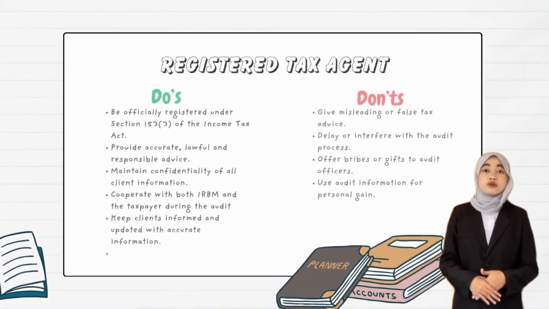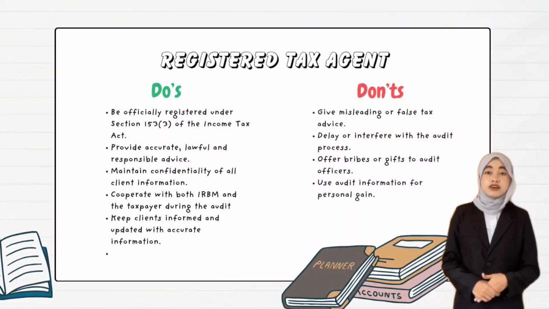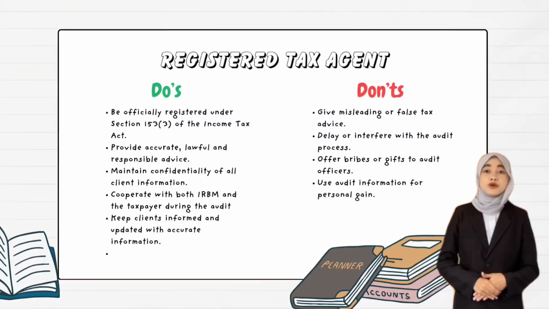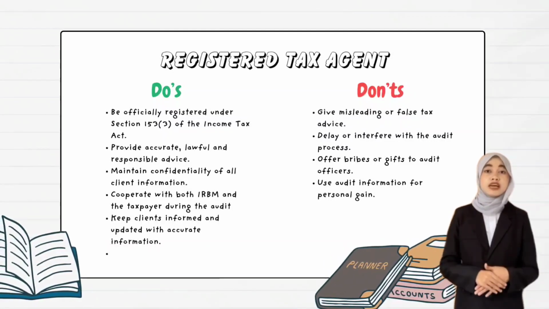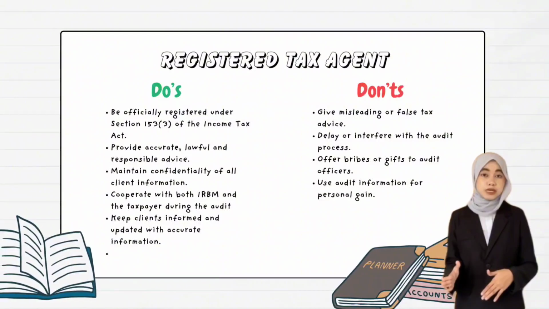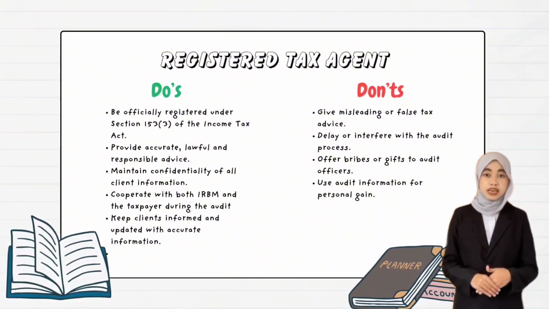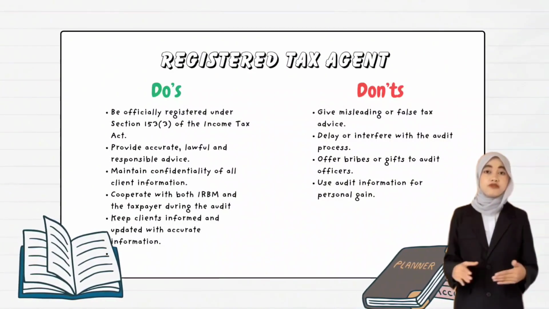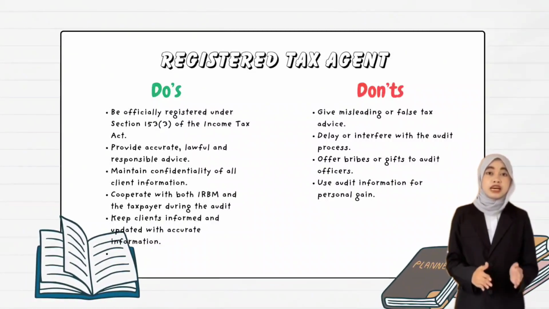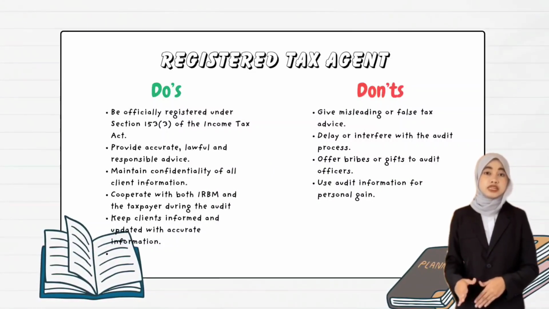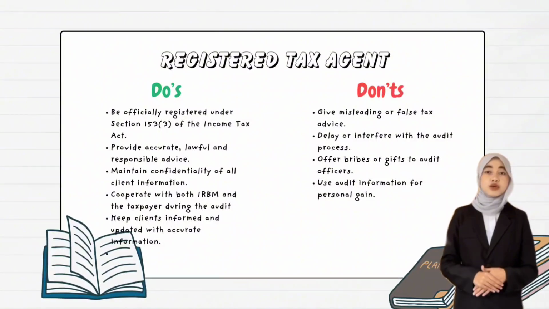Lastly, we look at the role of registered tax agent. Registered tax agents must be approved under Section 153, Subsection 3 of the Income Tax Act. They are responsible for advising clients correctly and acting with integrity. They must assist both their client and IRMB, keep all information confidential, and ensure updates are accurate.